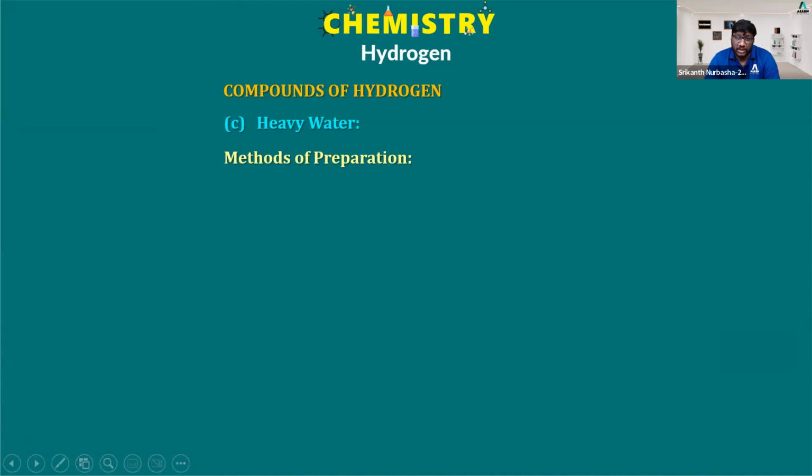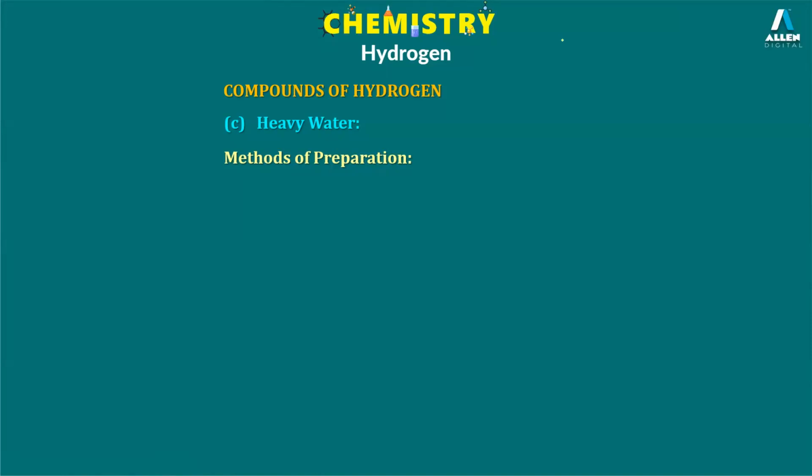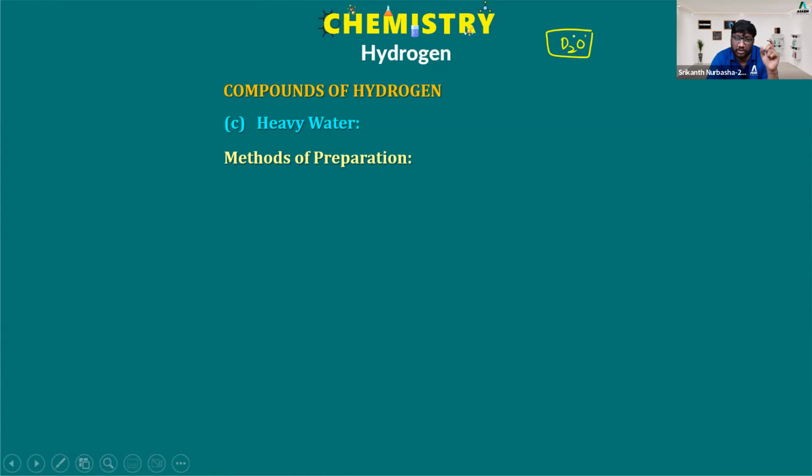Right. The next discussion of water is heavy water. Heavy water means what, friends? D2O. D2O is heavy water. What is the method of preparation of heavy water? In impure water, we know the hydrogen present is H1, protium, in 99% or 98%, and some amount of water molecules may contain deuterium.